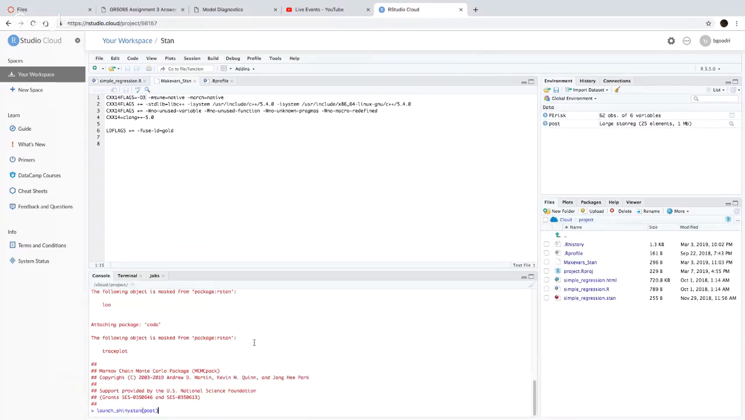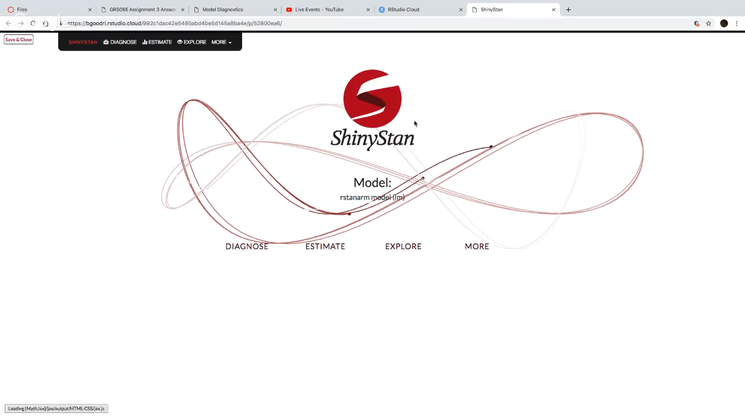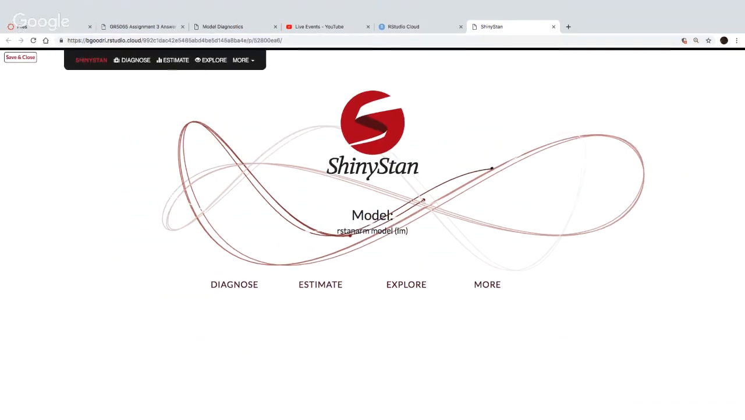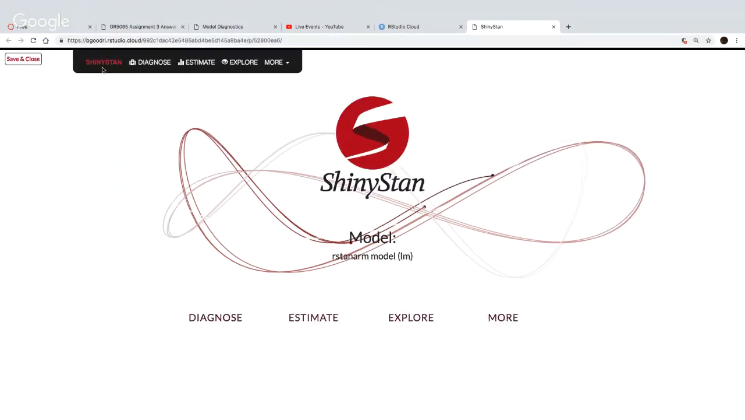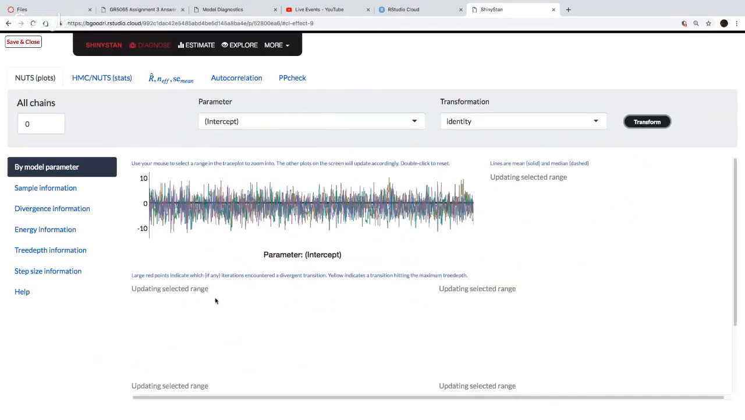All right. So I estimated that model already, and I'm going to call launch_shinystan on the posterior object for this political economy risk model. It takes a second to pop this up in a new tab in your web browser, which I need to make bigger. Okay. Then you're ready to start clicking through stuff. So we can start with Diagnose.